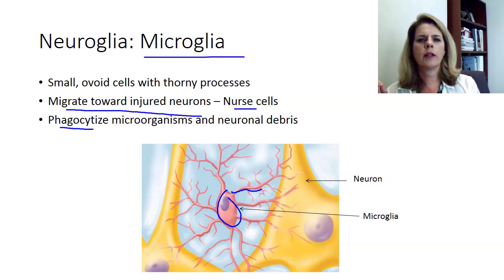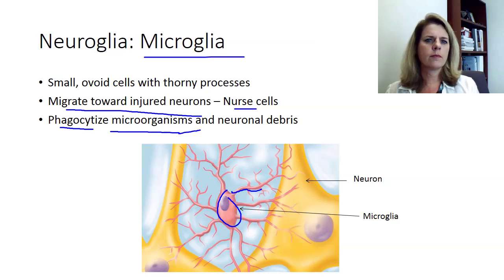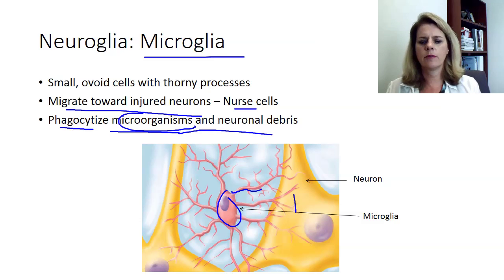And because you have a blood-brain barrier, white blood cells can't get up into the brain and help fight off infection. So you have these microglial cells that do the job of kind of your immune system inside your central nervous system, between the neurons. So they can eat bacteria and any kind of debris. So they're your nurse cells.